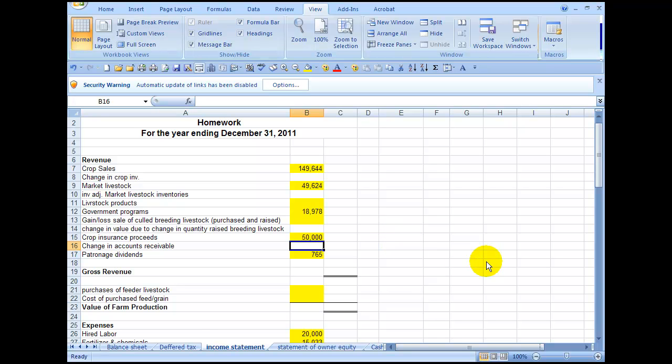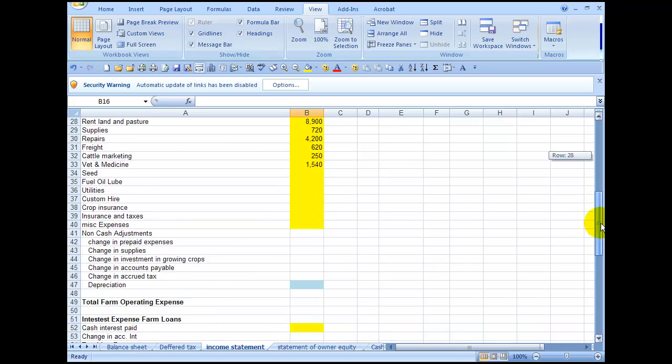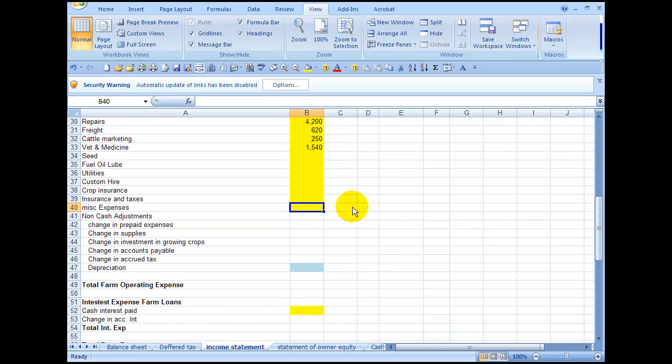Miscellaneous cash expenses, 2,419. Usually you always put your miscellaneous expenses at the very bottom. Seed, 18,000. An expense there. Fuel and lube, 19,048. And so I'm just going right down that sheet that you had and finding places to put them in the income statement. Utilities, 29,603.